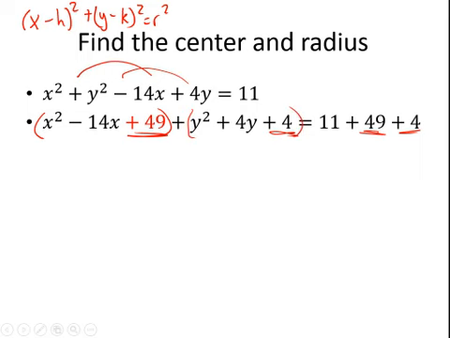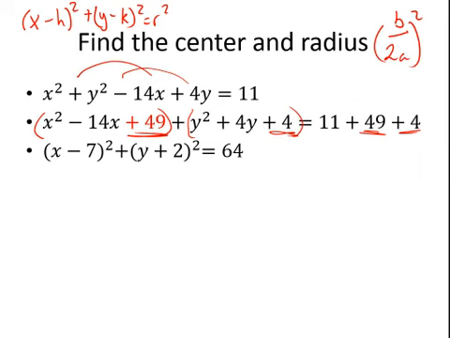So I'm going to do two completions of the square, which would end up being (b over 2a) squared. I took 14, half of 14 is 7, 7 squared is 49, so that's why I added 49 to both sides. 4, half of 4 is 2, squared is 4, so that's why I added it to both sides. Now the first part ends up being (x minus 7) squared. The second parenthesis becomes (y plus 2) squared. Then I added all of these together to get 64.